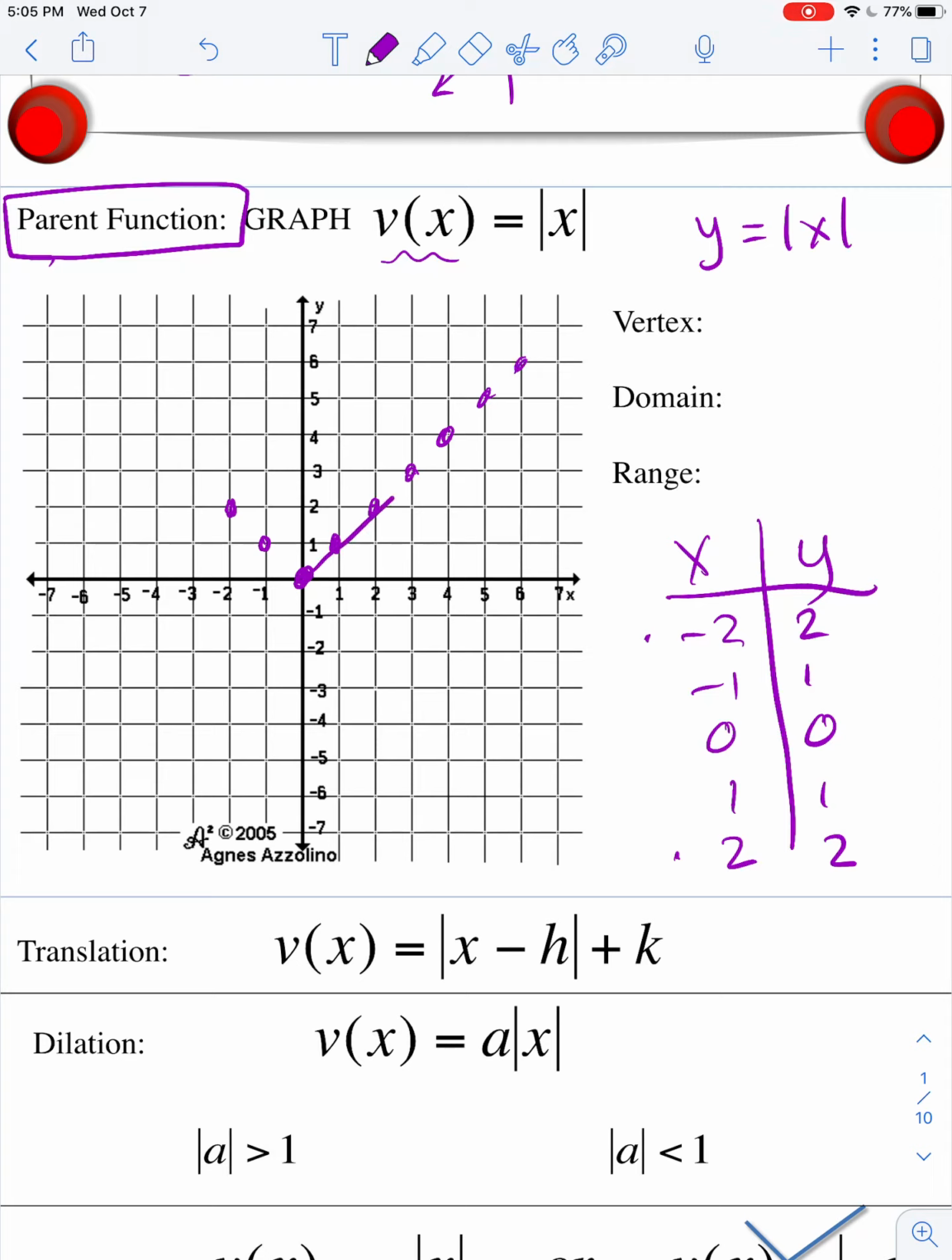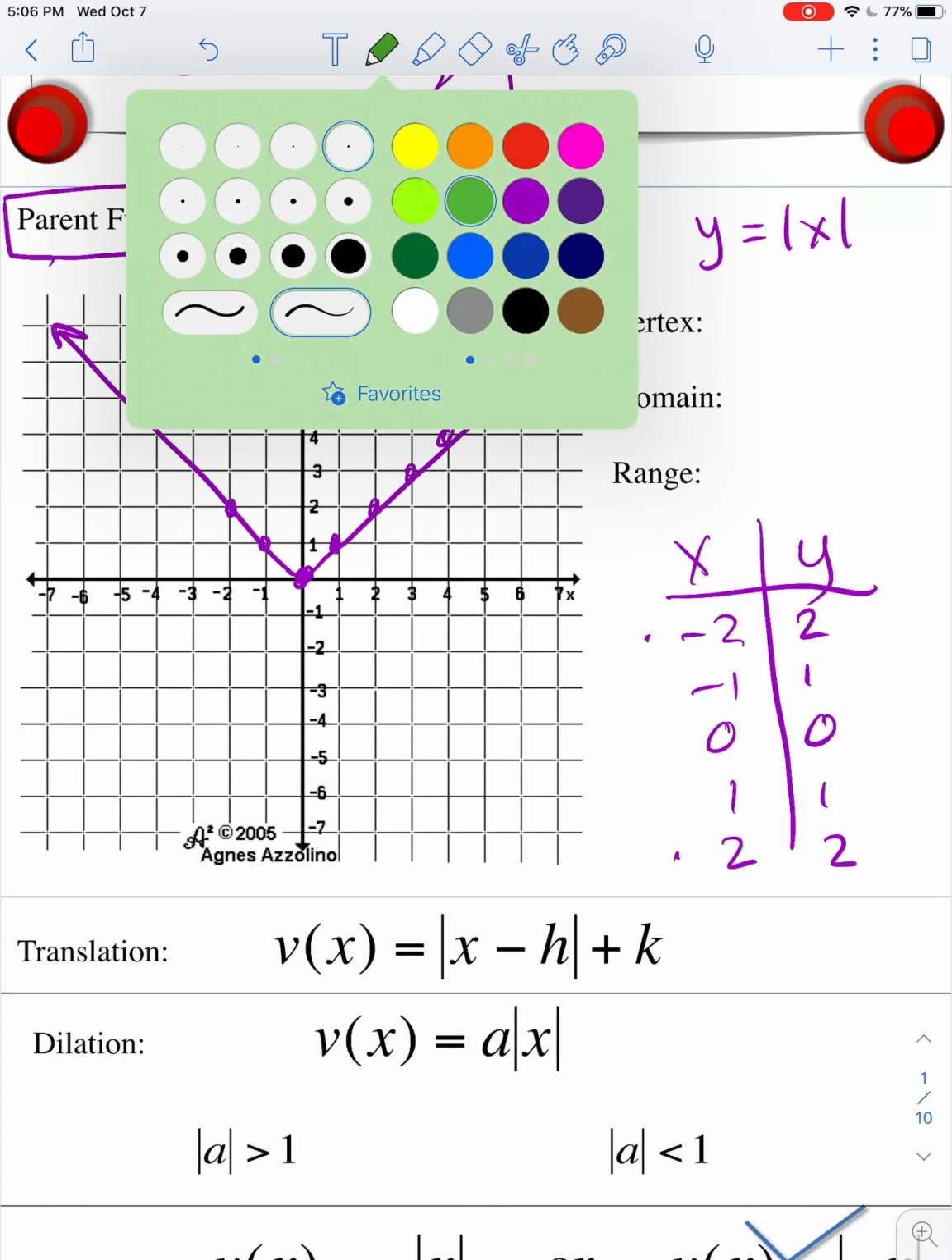And I'm putting a lot of dots to help me hopefully make a straighter line. That still didn't work. And then this direction. So what I'm going to end up with is this V shape. So when you go to graph this, there's some significant features. I always think of what significant features I can pay attention to.